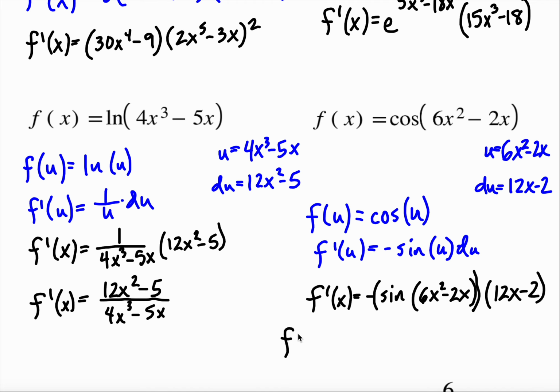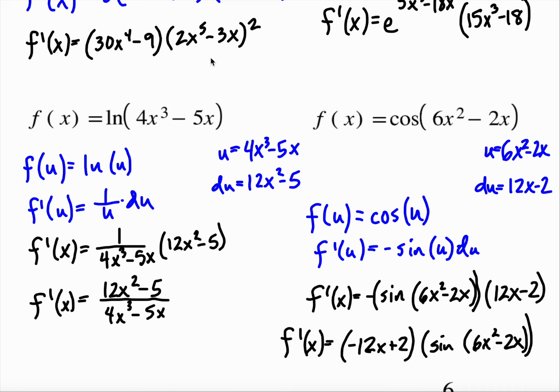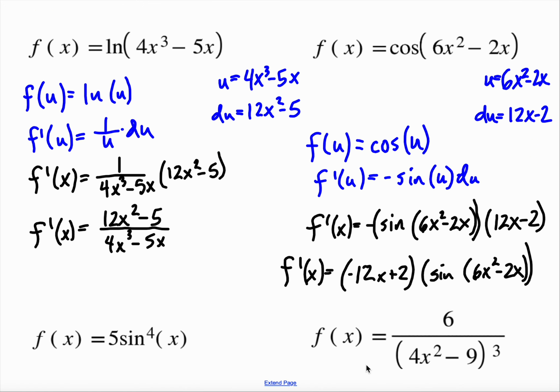But what you can do is multiply the 12x minus 2 by negative 1 and write it in the front. So that's going to turn the 12 negative, and then this is going to be plus 2. And then we have sine of 6x squared minus 2x. I guess you don't really need the parentheses anymore, but I feel like it makes it a little clearer. Okay, let's see if we can do two more quick ones, and then we'll be done with this idea.